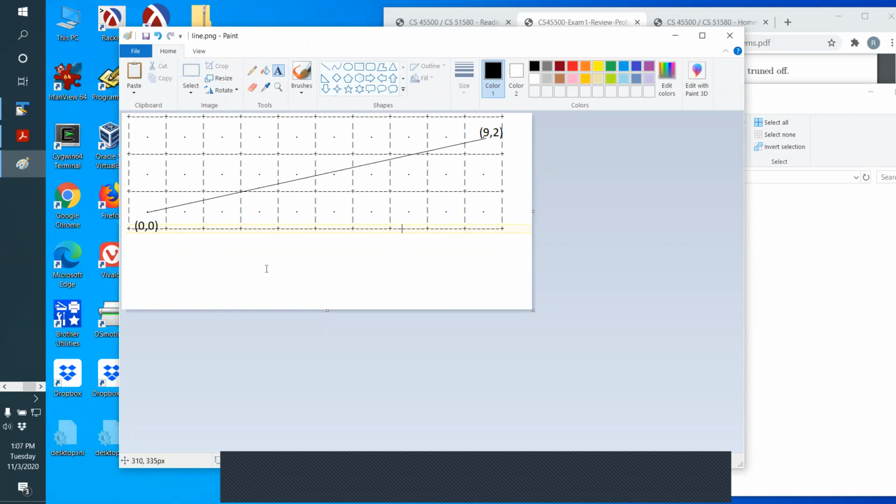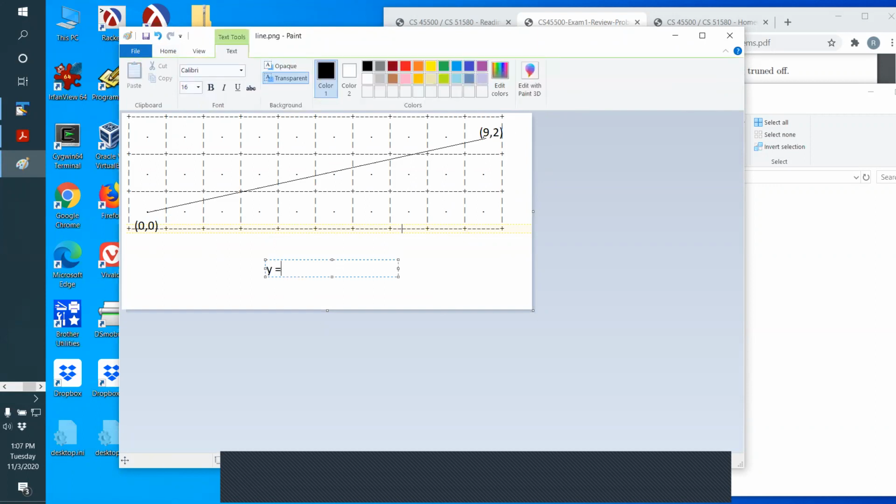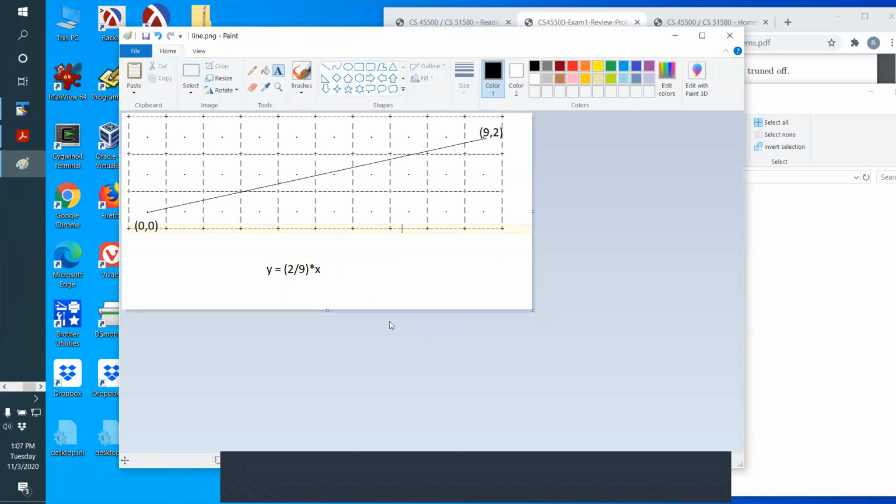So I want to write the equation y equals m times x plus b. Well, I know what b is. b is 0. And I can figure out what m is now. What's m? 2/9. Yeah, so 2/9. There's the equation of that line.